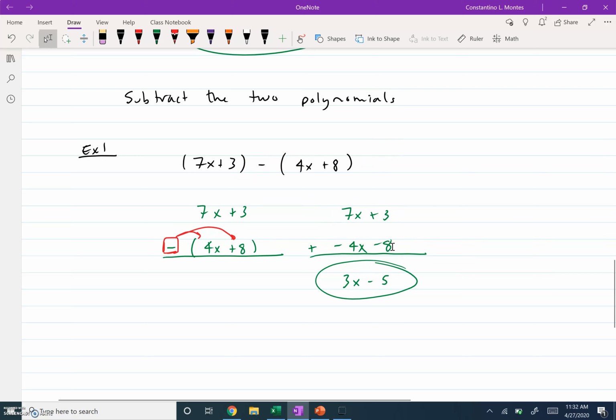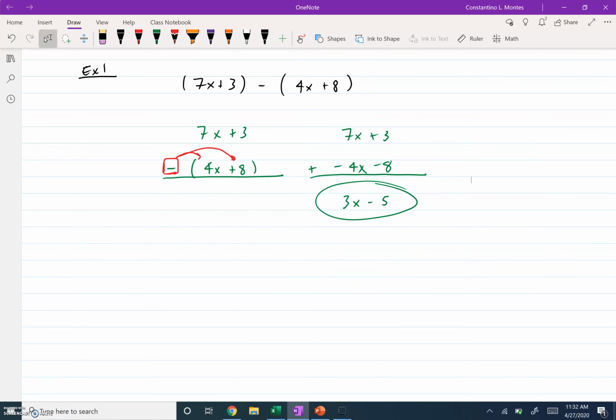So there are some shortcuts. You don't have to write this out every single time, this first part here. There are some shortcuts, but I recommend that you do not skip any steps, at least at the beginning, until you get used to this. And then after you get used to it, go ahead and skip some of those steps and make things a little bit more simple. All right, so that's our first example.